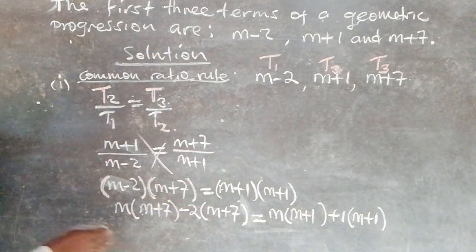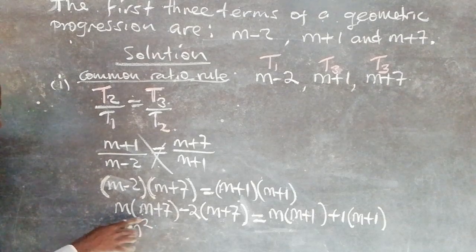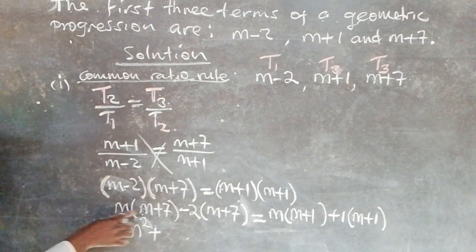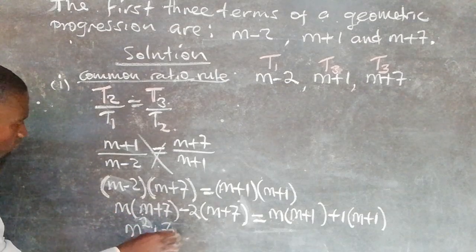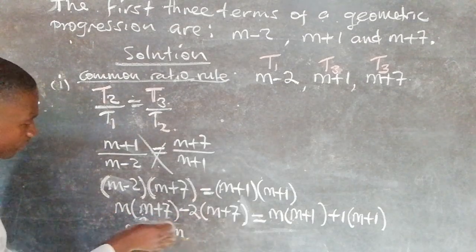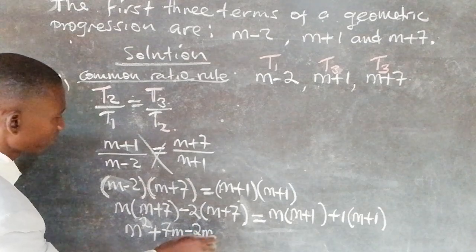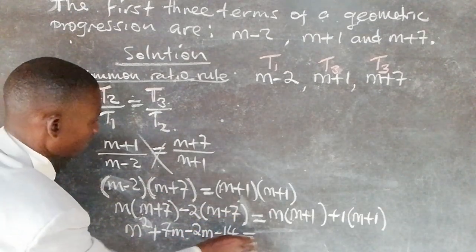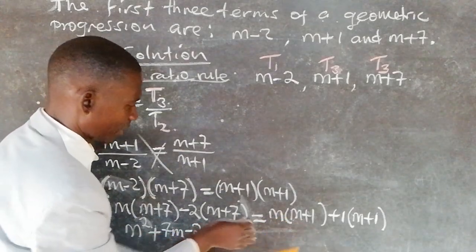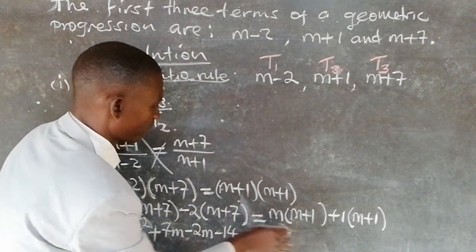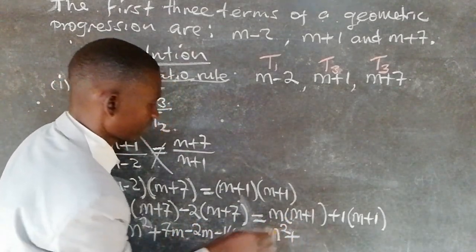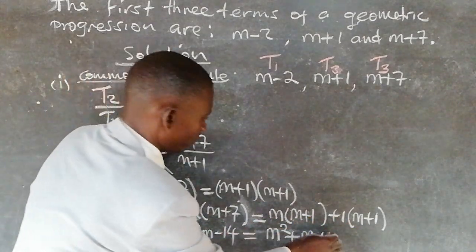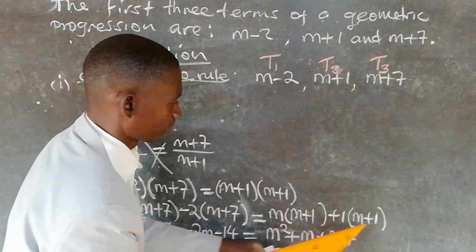So m multiplied by m, you are going to get the square of m, m squared, plus m multiplied by 7, this is going to be 7m. Negative 2 times m, this is going to be negative 2m. Negative 2 multiplied by 7, this is negative 14. Equals, look at this, m multiplied by m after an equal sign, m squared, plus m multiplied by 1, this is m, plus 1 multiplied by m, which is m, plus 1 multiplied by 1, you get 1.